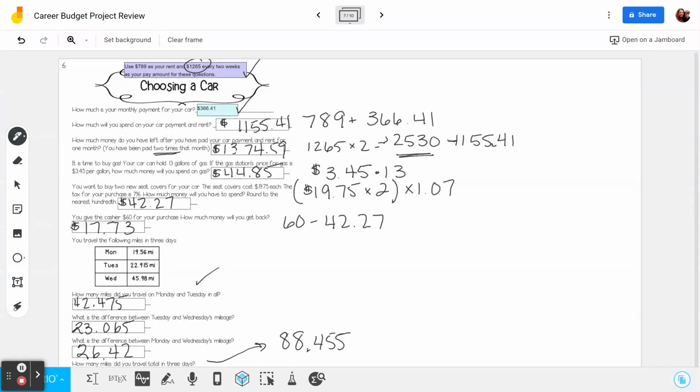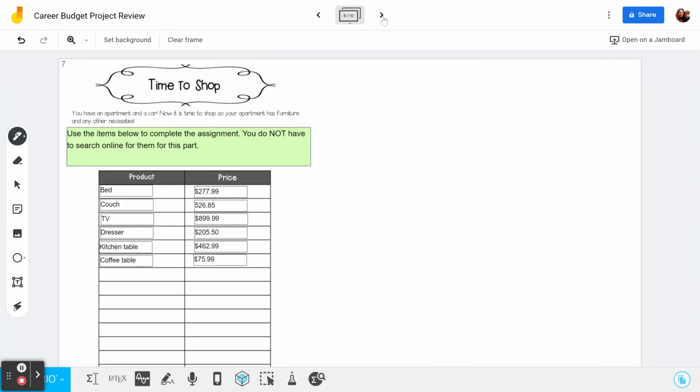All right, for the next section, I just pre-populated a shopping list for you. You guys will be able to do one on your own if you choose to, but this is just to make sure you understand the process. So on this page, there was nothing that you needed to do. You just had to deal with these numbers on the next one.